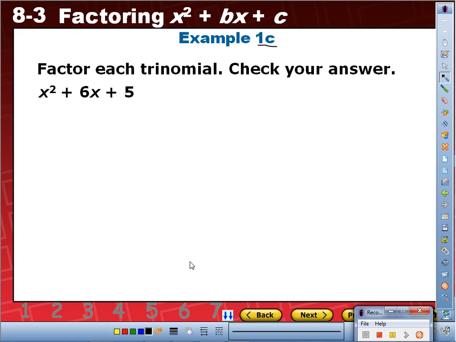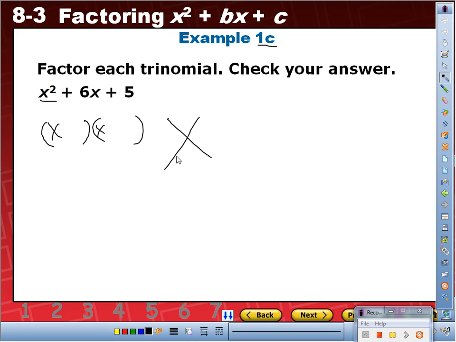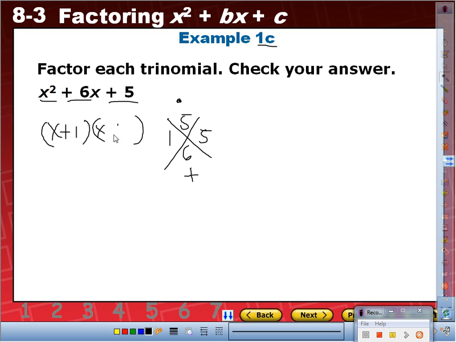Okay, here we go. No GCF, parentheses, factor the first term, x times x, Power Rangers. We got 6, that's our sum. Our last is a product. What only two factors of 5? 1 times 5, that add up to 6. So this is x plus 1, x plus 5. Factors. So therefore, check.